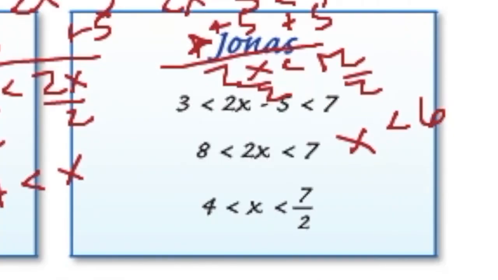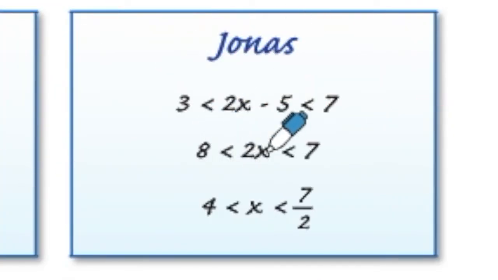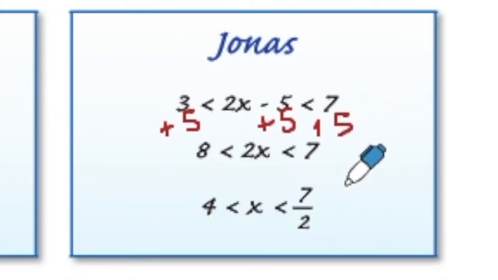6. So for Jonas, he chose to add 5 to the -5 and add 5 to the 3, but forgot to add 5 to the 7. So neither Jonas nor Chloe are correct.